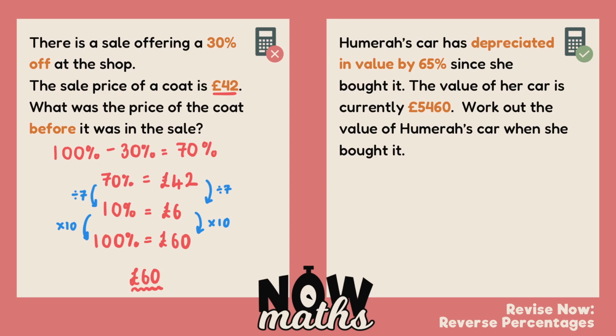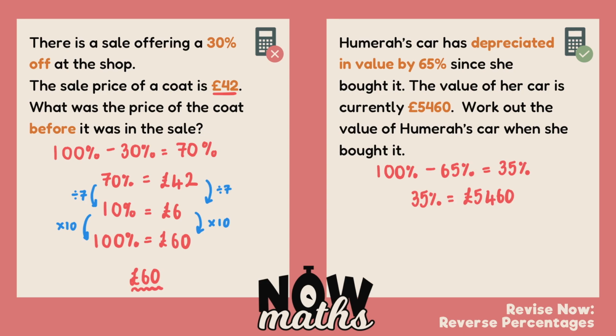So we're going to start off by saying that the original price of her car had 100% of its value, and we're told it depreciates in value by 65%. So if we subtract 65%, that means that 35% of the value of the car remains. So we can then say that 35% must be equal to the £5,460 that Humera's car is currently worth.